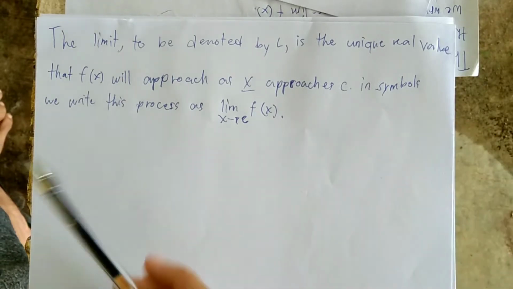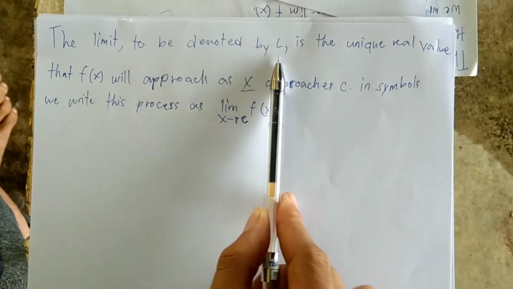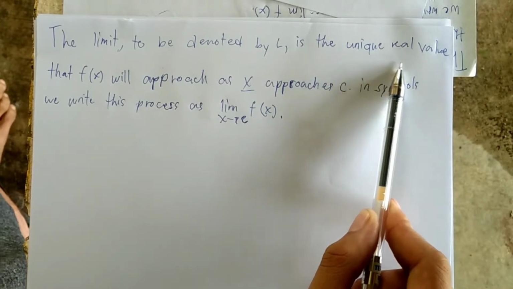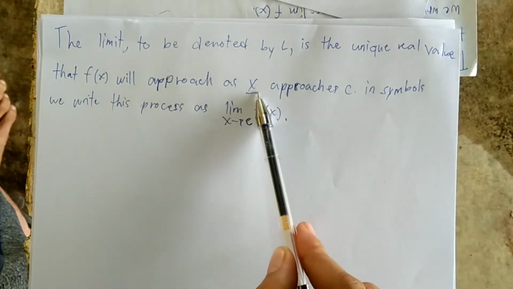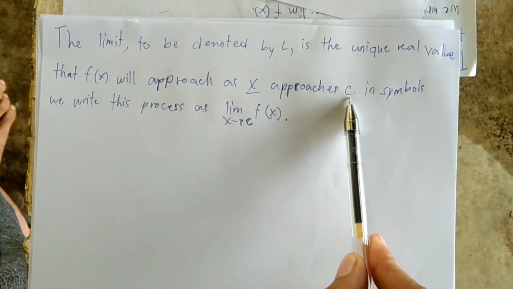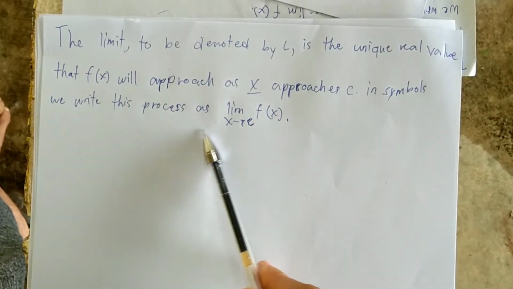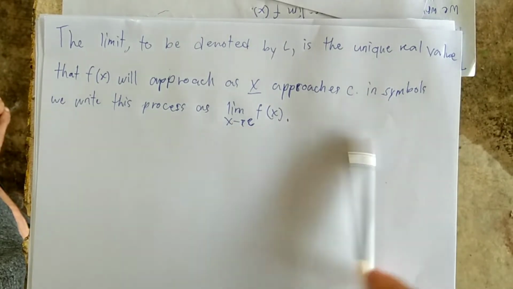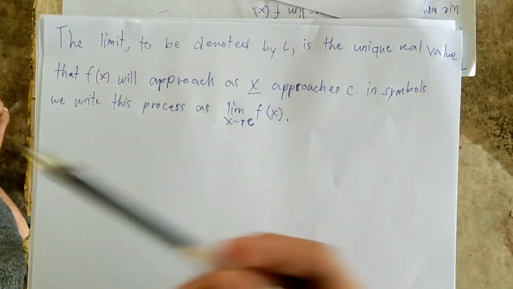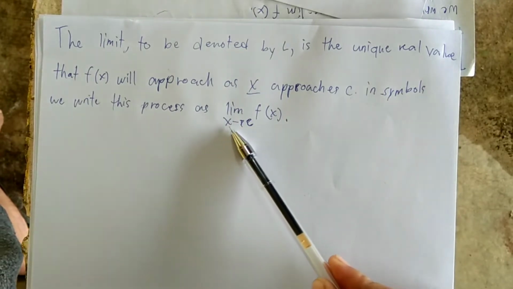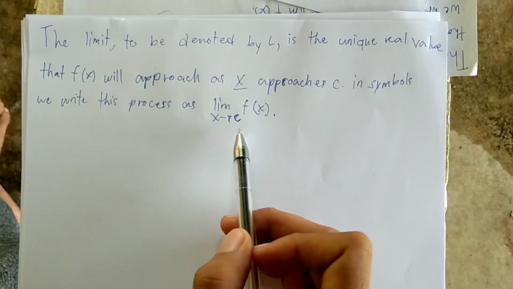So, the limit, to be denoted by L, is the unique real value that f of x will approach as x approaches c. So c is the constant. In symbols, we write this process as the limit of f of x as x approaches c. As you can see, yung c natin ay papalapit ng papalapit sa constant.